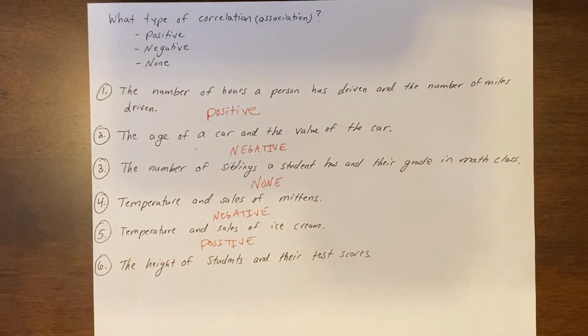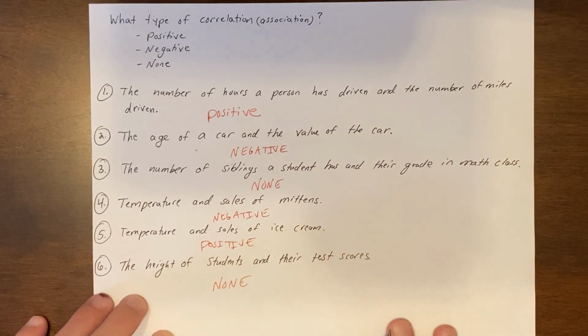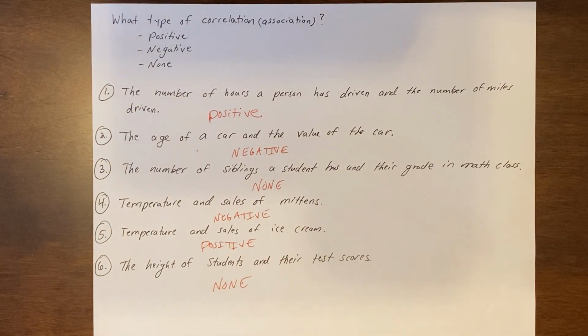correlation. All right, the last one says the height of students and their test scores. Once again, I know some really tall people that do really well, and really tall people that don't do very well. And that could work with students who aren't as tall. The height is not going to have any indication on their test score. So we would say there is no correlation here between the height of the students and their test scores, okay?